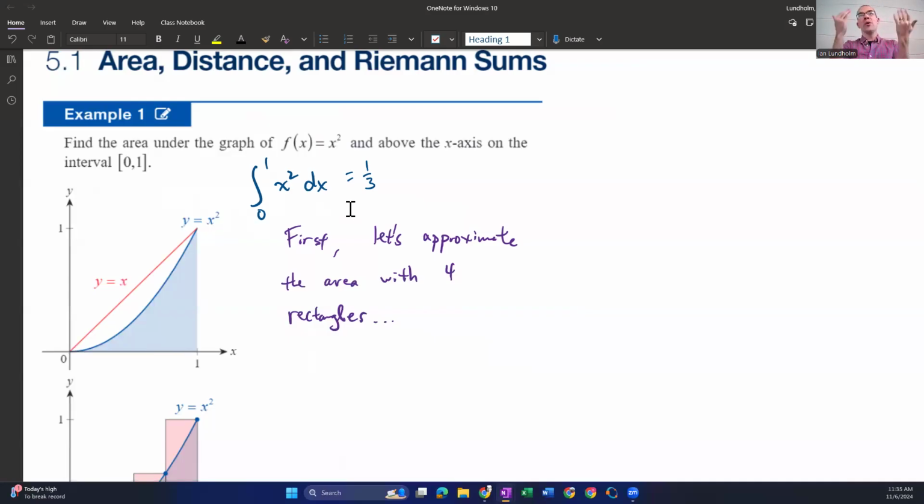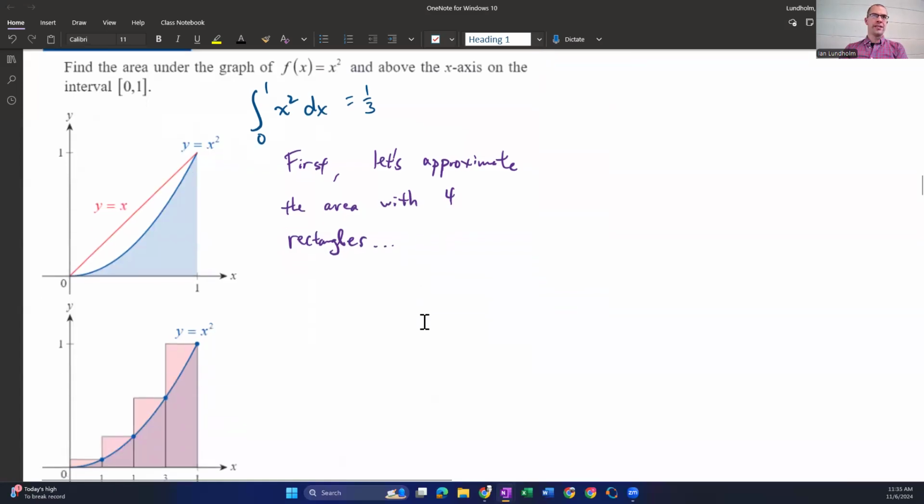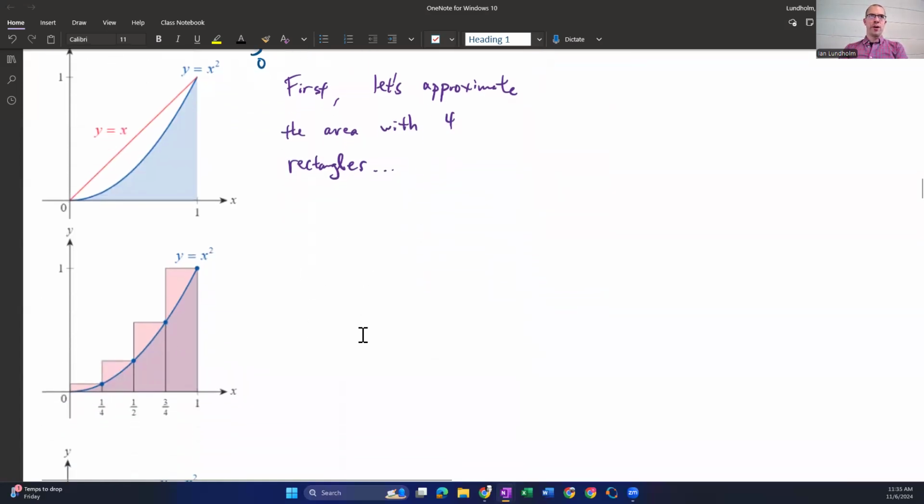But right now, we don't know how to do a definite integral. We haven't talked about the fundamental theorem of calculus. So the best thing that we could do is approximate the area, and we can get a feel for these things called Riemann sums by trying this out. The first one that we see here is called a right-hand Riemann sum.